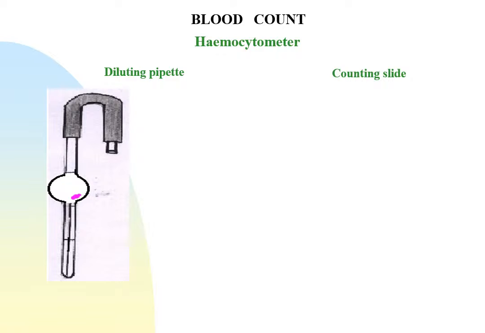The diluting pipette is formed of a bulb and a narrow tube, graduated according to the blood element which is counted by it. Its upper end is connected to a rubber tube to help sucking the blood.